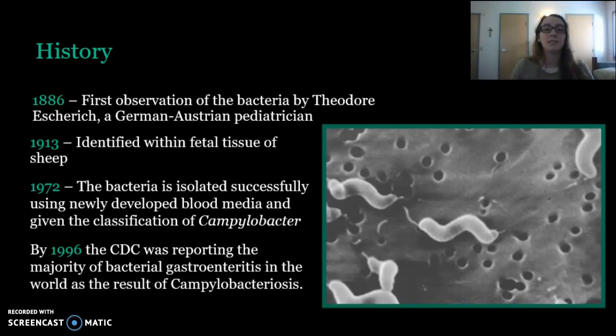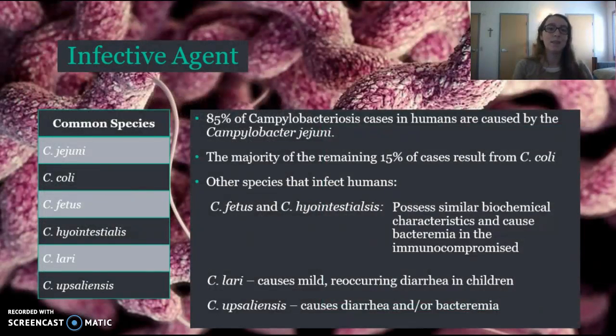It was again viewed in 1913, but it wasn't until 1972 that the bacteria was successfully isolated and then classified as Campylobacter. And this was due to the development in the 1970s of selective media, specifically blood media. Then by 1996, the CDC officially reported that the majority of bacterial gastroenteritis in the world is the result of Campylobacteriosis. The infective agent can be any species underneath Campylobacter, but the majority of cases in humans, 85% to be exact, are from Campylobacter jejuni.